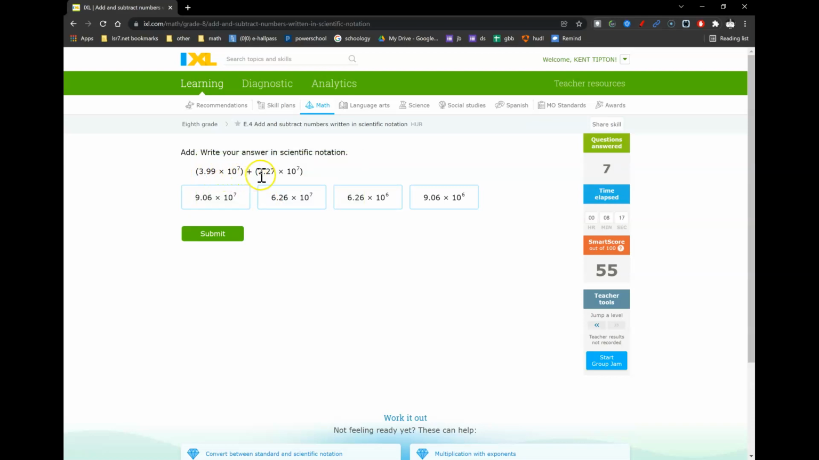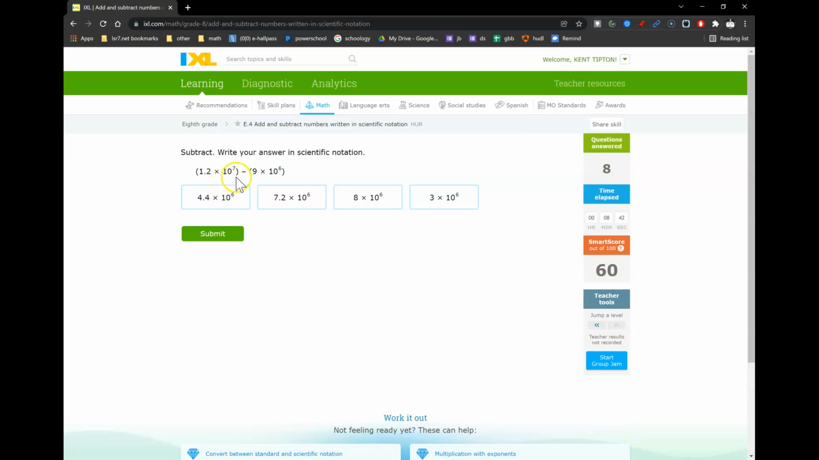Let's see, 6.26 times 10 to the 7th. That's another regular one. And here we go. Here's another different one. These exponents are not the same. And you may have noticed too, I can't take away 9 from 1.2 without going negative, but we're not working with negative scientific notation right now.